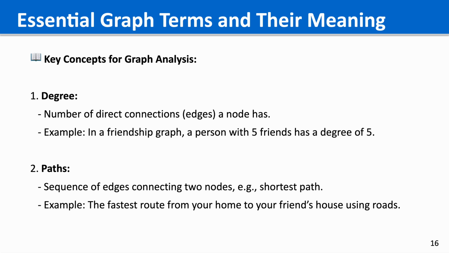Let's break it down in a fun and relatable way. Degree, that's like how many people you regularly text. The more chats, the more connected you are. And paths, think of them like finding your way to a friend's house. There might be a direct road or a winding shortcut. Understanding these basics gives you superpowers when navigating networks of all kinds, from friendships to data systems.